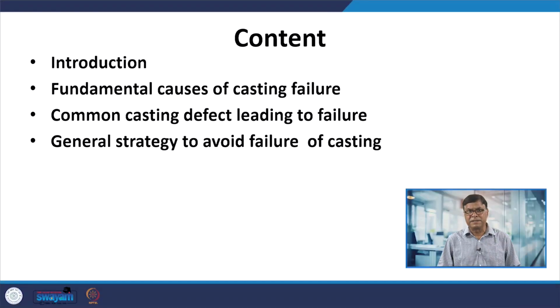So, as far as the main components are concerned, we will be talking about the introduction part of the castings, which is basically about the unique features associated with the castings, then fundamental causes of the casting failures, the common casting defects which will be leading to the failure, and general strategies which are used to avoid the failure of castings.